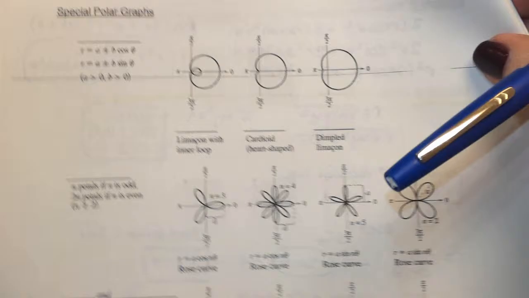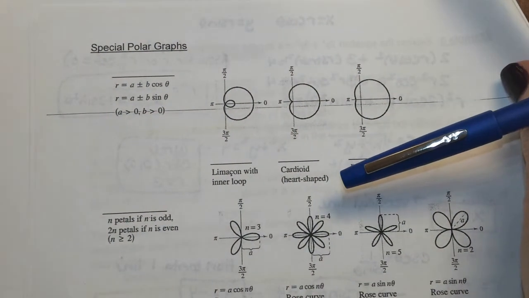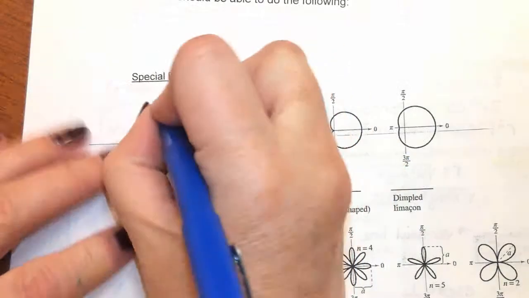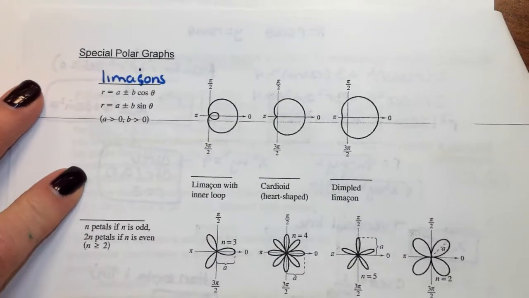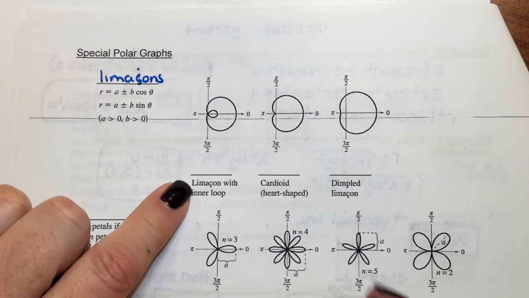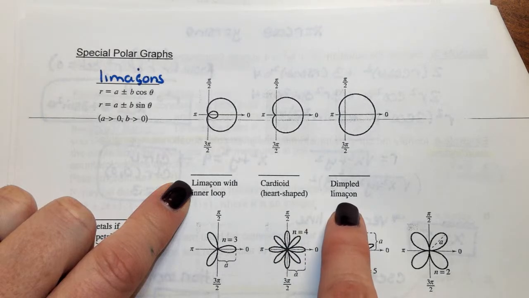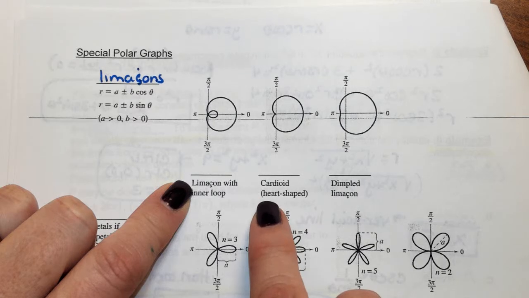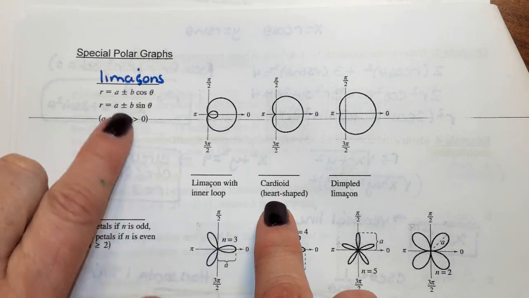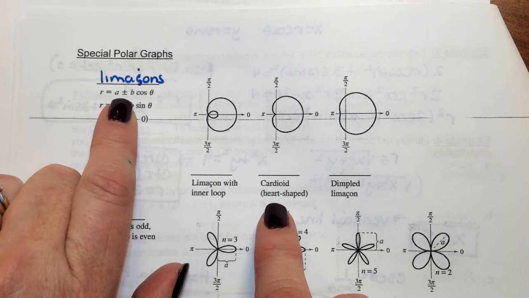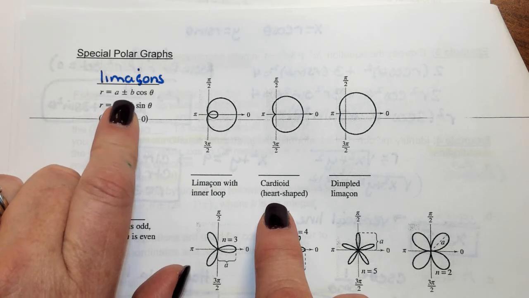So let's take a look at some common polar graphs or special polar graphs that you studied last year. So first of all, you have your limaçons. Limaçons may have an inner loop, or we call this a dimpled limaçon or a limaçon without an inner loop. A cardioid is also a special type of limaçon. So now how do you know you have a cardioid? These are your common equations. Again, it's going to be the relationship between a and b.